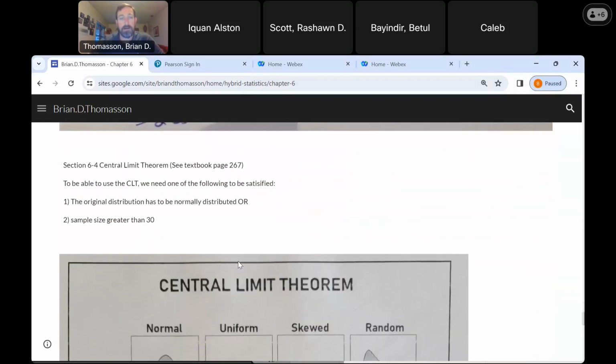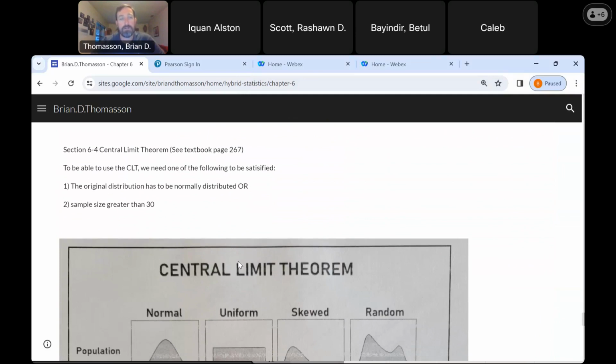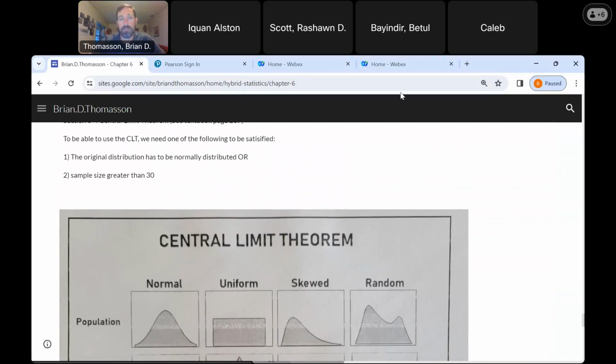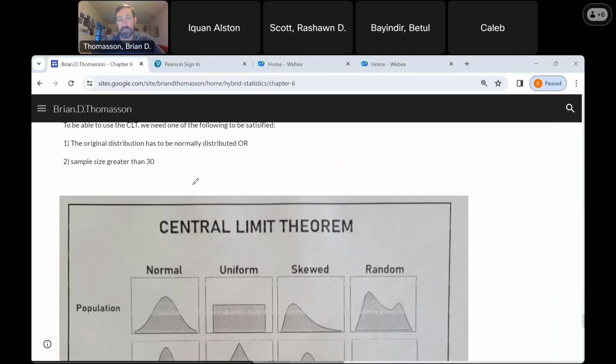All right, now this last section is called the central limit theorem. So we're going to spend a little time explaining what the central limit theorem is, and then how it's used and why it's useful for us. Just as a start off here, to be able to use the central limit theorem, the original distribution has to be normally distributed or the sample size greater than 30. I'm going to explain why that is the case, and then we'll spend some time with it.